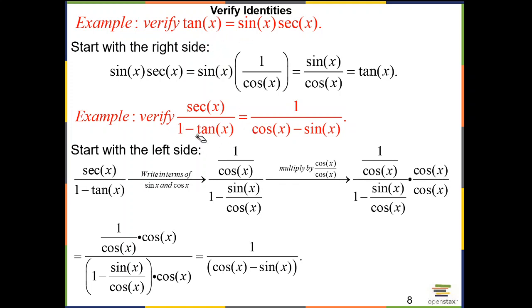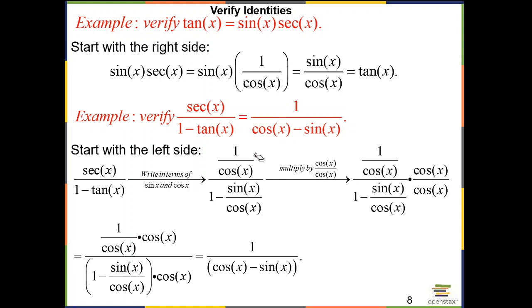Okay, here's the second one. Verify secant over 1 minus tangent equals that. This side has more stuff in it. The denominator has tangent, the numerator has secant. So we can start with this and write everything in terms of sine and cosine. Secant is 1 over cosine. Tangent is sine over cosine. And to simplify this, we can multiply by cosine over cosine, which is 1. If I multiply by cosine in the numerator and by cosine in the denominator, I'm going to end up with this. Cosine times 1 over cosine is 1. Cosine times 1 is cosine, and cosine times this fraction, the cosines get canceled. So we get sine minus sine. So we see we got the right-hand side.